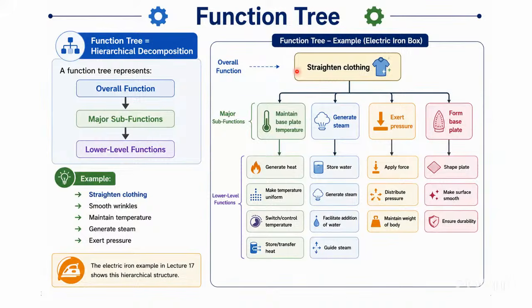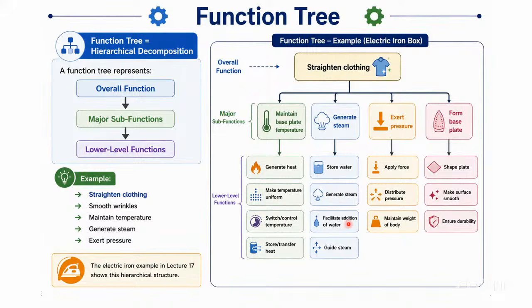So next is the function tree or the FAST method, that is you take the function tree and do hierarchical decomposition. Here the generate steam function is further divided into four subfunctions. How can you generate steam? You need water for it. So you store the water, then you generate steam. After that, facilitate addition of water.